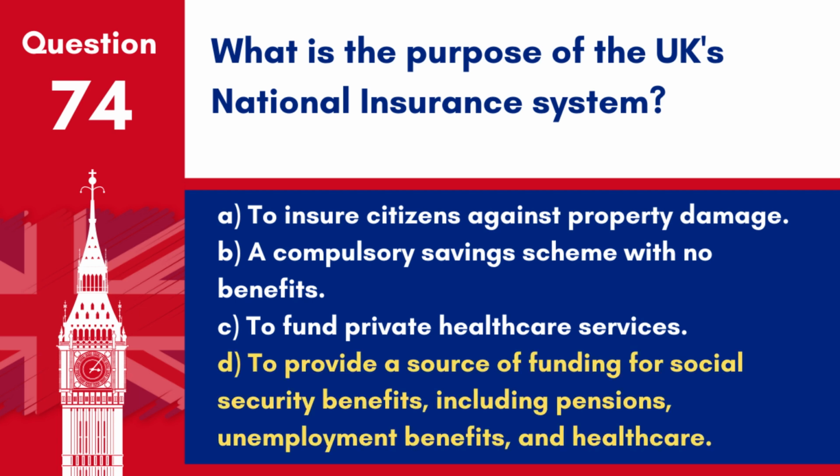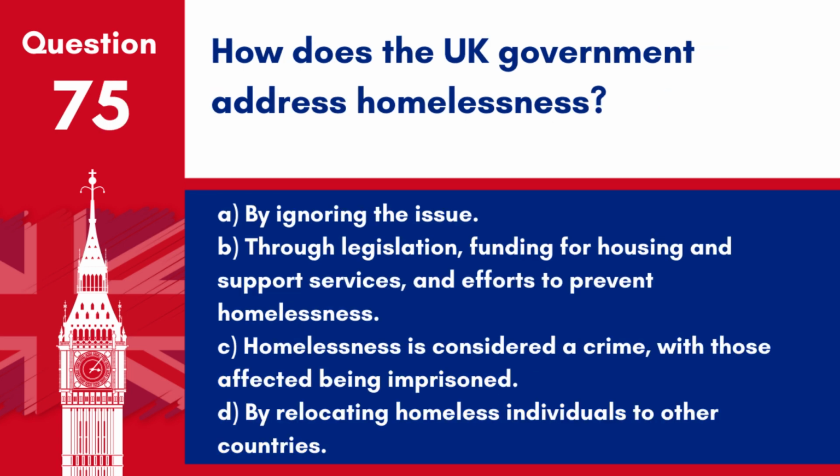Answer D. To provide a source of funding for social security benefits, including pensions, unemployment benefits, and healthcare. National insurance contributions are made by workers and employers, playing a key role in supporting the welfare state. Question 75. How does the UK government address homelessness?